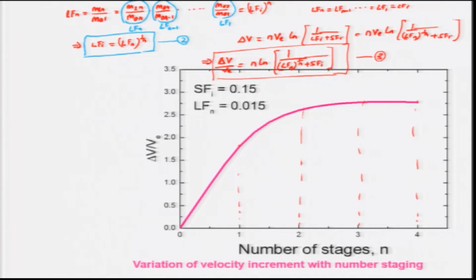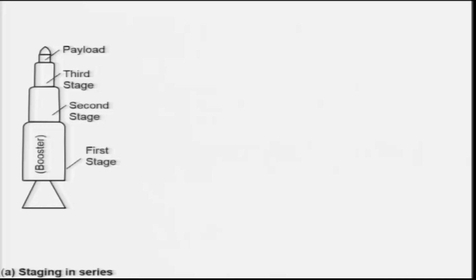Just now we have discussed the variation of velocity increment with the number of stages. Now, we will look at the various kinds of staging devised by various scientists. There are several of them, but we will be discussing 3 of them. Let us look at the stages in series, tandem staging. As I told earlier, this has 3-stage rocket engines, with the first stage and so on.